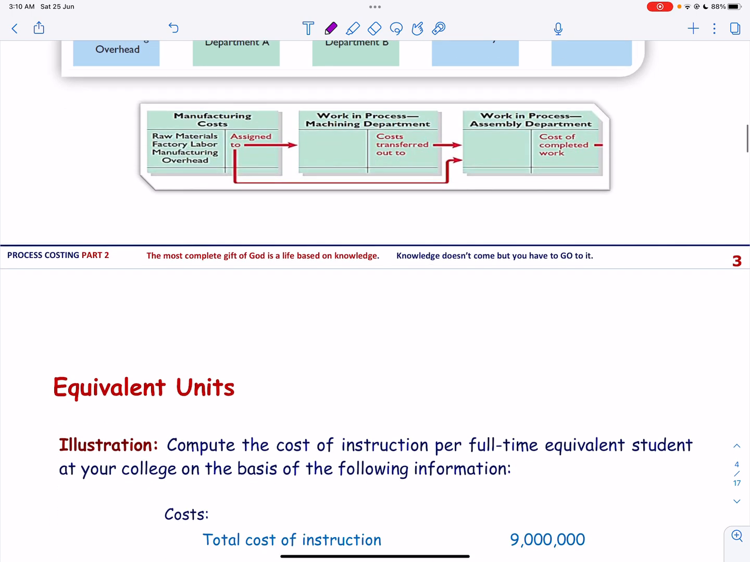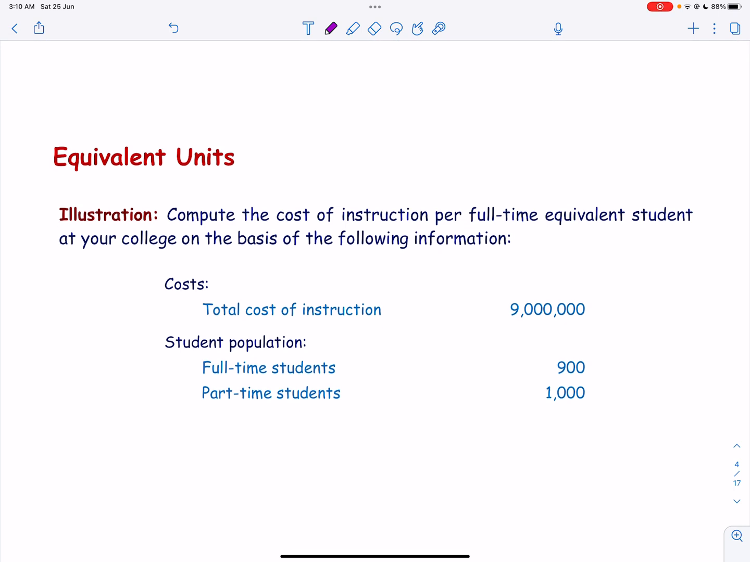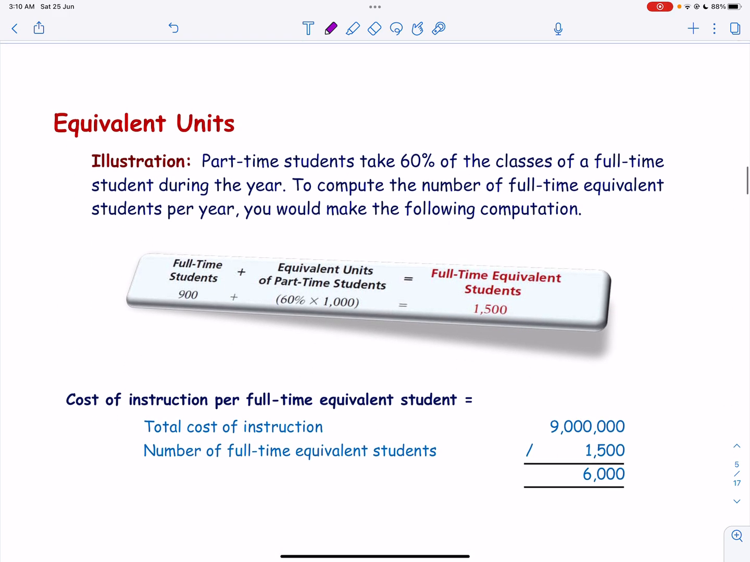So let us look into an example. Compute the cost of instruction per full-time equivalent student at your college on the basis of the following information. We have the cost, we have full-time students, and we have part-time students. Now, it would have been easy to calculate if there were only full-time students, but here we have also part-time students. So, in order to calculate the cost of instruction per full-time equivalent student, we must find the equivalent units of part-time students. Part-time students take 60% of the classes of a full-time student during the year.